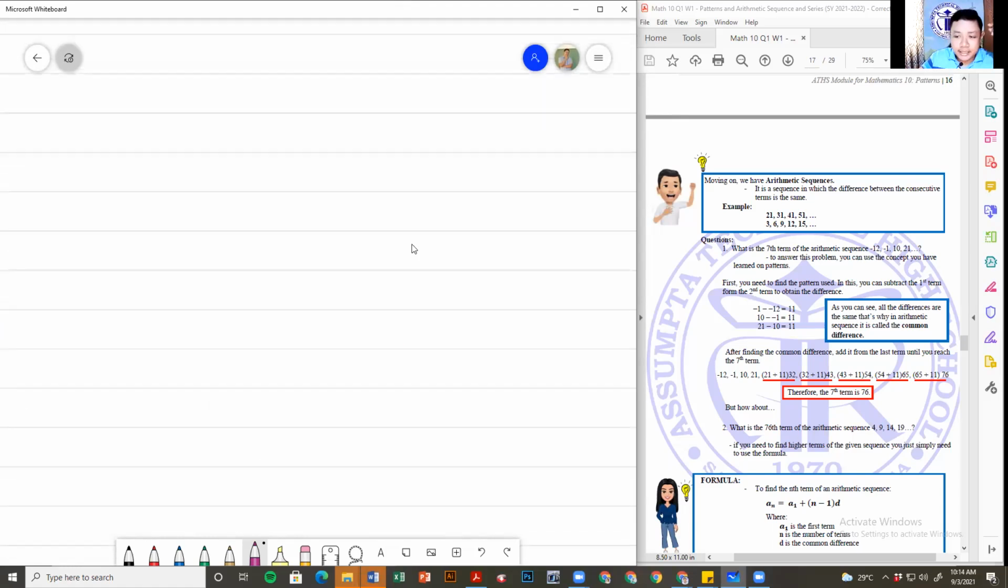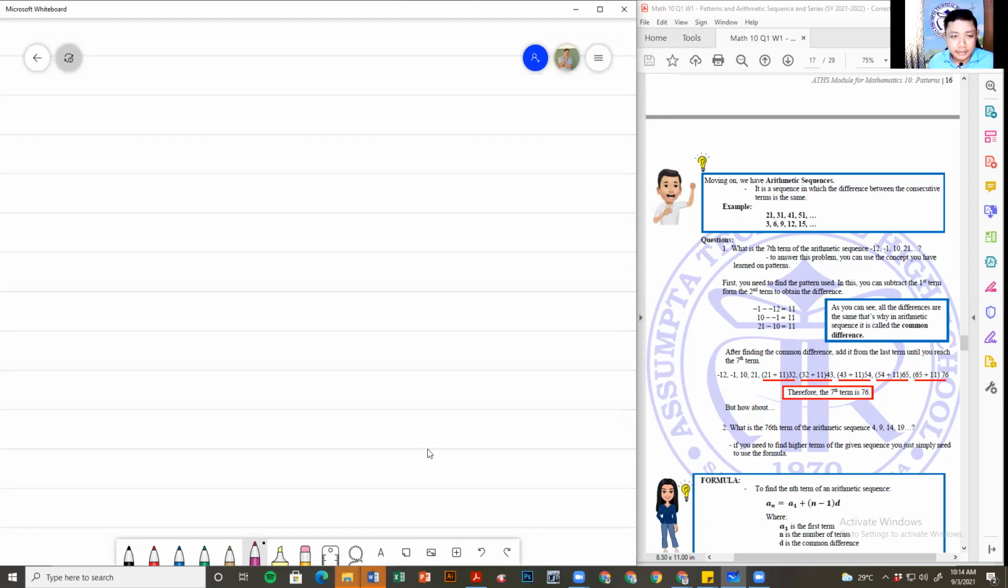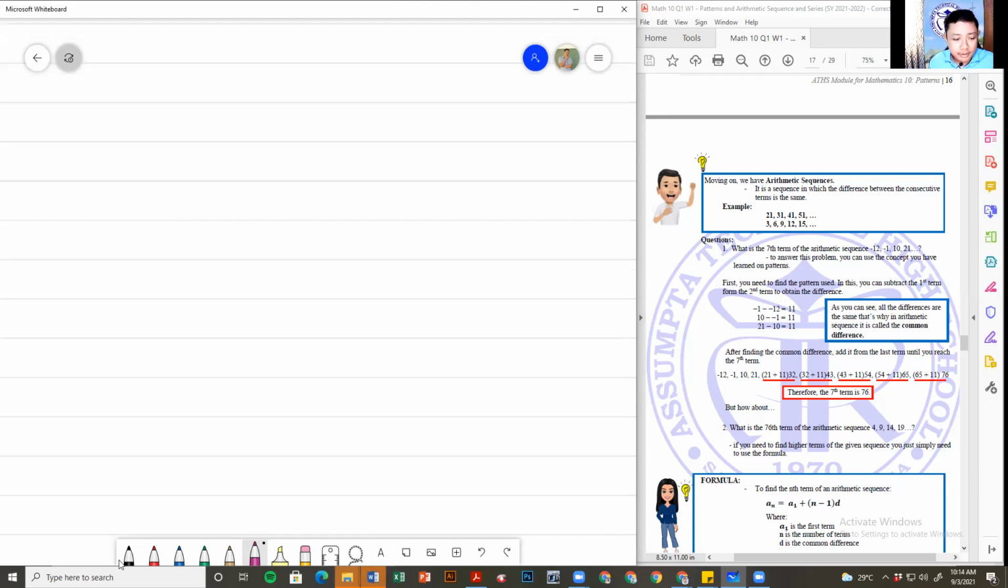And that is the arithmetic sequence. Okay. Arithmetic sequence is very easy. We already have done this a while ago. So it just looks like a review of our topic a while ago. Okay. So let's now move on with our arithmetic.